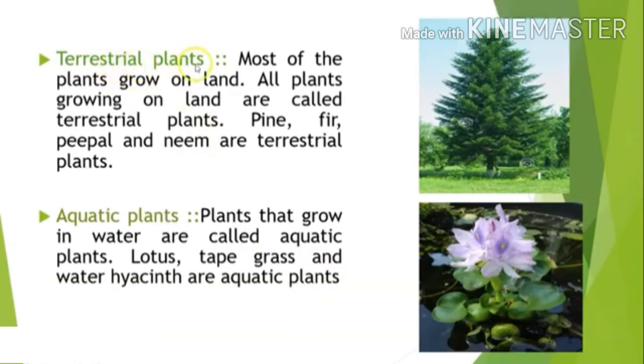So the terrestrial plants: most plants grow on the land. These are the terrestrial plants that grow on land only. Examples of terrestrial plants are pine, fir, peepal, neem. All these are terrestrial plants. Then the aquatic plants: the plants that grow in water are called aquatic plants. Lotus, steppe grass and water hyacinth are aquatic plants.